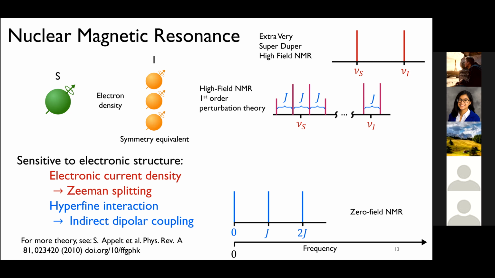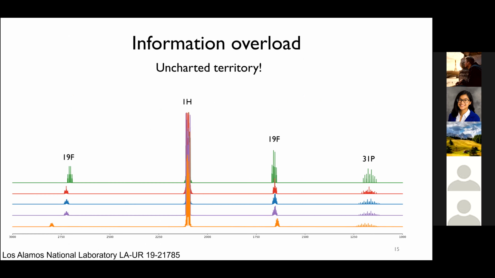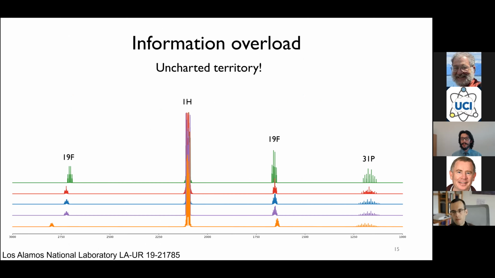Now let's take a look at low field NMR. This is that same system in low field NMR. We get over 16 peaks. It requires an exact theory or pretty close to exact theory in order to calculate this. And it contains the maximum of information you can get from nuclear magnetic resonance. So it has effects of the J coupling and effects of the chemical shift. And you may also notice there's not that nice little J spacings in there too. So a lot of the tricks that we'd use normally don't apply. It's more or less information overload.